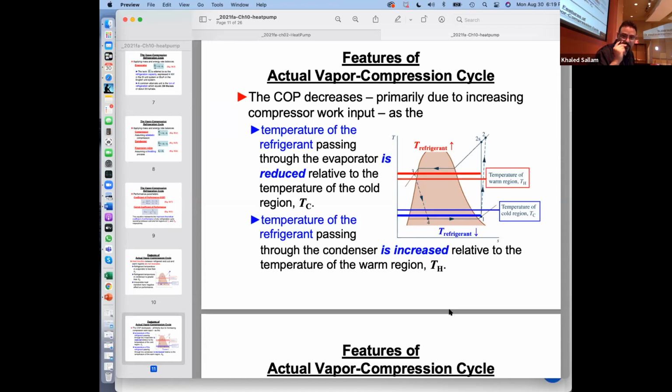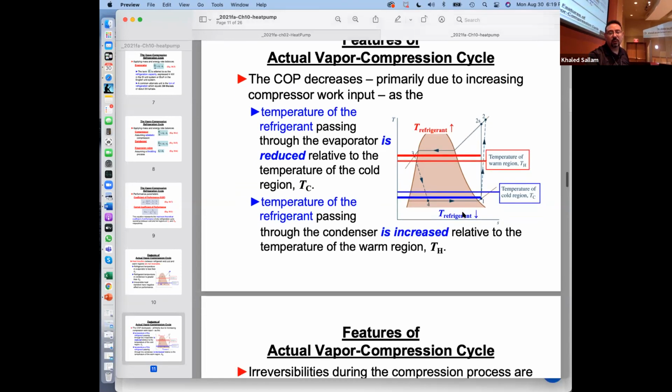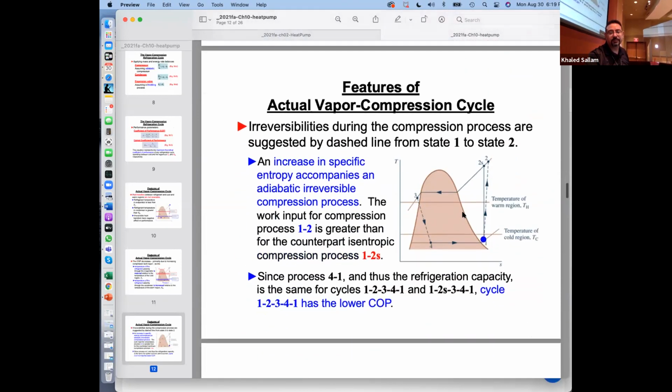Thank you. All right, so we said that having a big difference between TH and T low really caused the compressor to work harder and also caused QL to get lower and lower. Right?